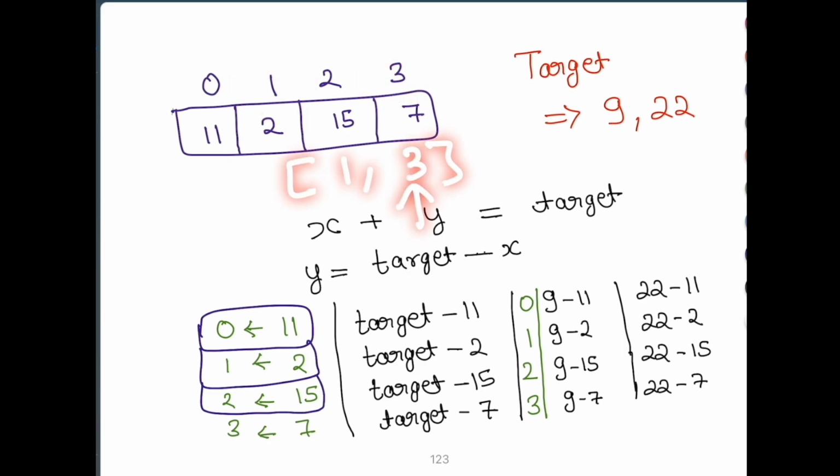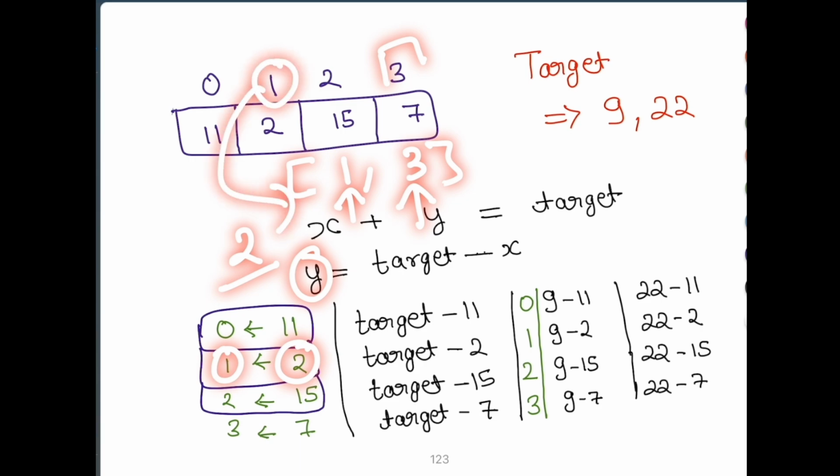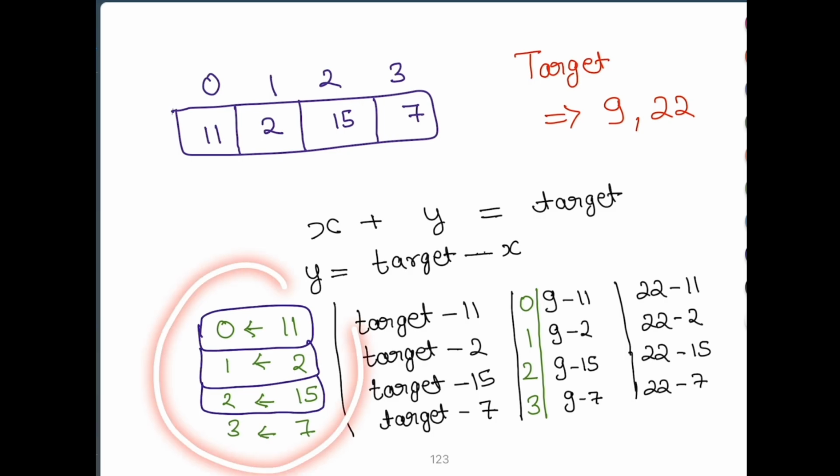This 3 is coming from my current index because I am running a loop. So I am at this index, right? And this 1 is coming from y, which is 2. For 2, the value is 1. So this is at index number 1. So index 1 and index 3. So 1, 3 is our answer. That's it. And this is how this particular data is helping us.